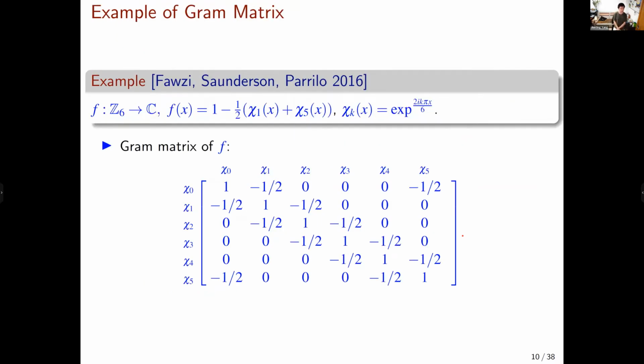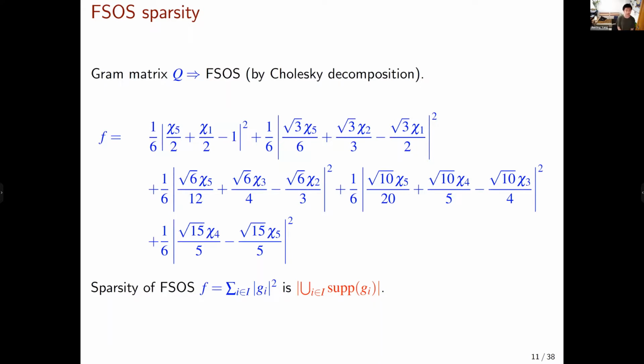So here is an example. We consider f as a function from Z6 to the complex numbers C, and f of x equals 1 minus 1/2 times chi 1 plus chi 5. A Gram matrix of f is shown on this page. By Cholesky decomposition, we can find that a Gram matrix corresponds to a Fourier sum of squares of the given function. Here, we write the Fourier sum of squares corresponding to the previous Gram matrix.